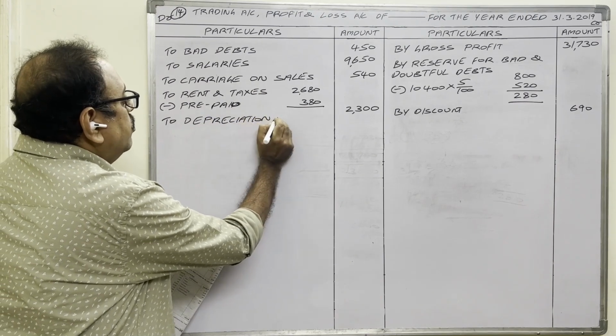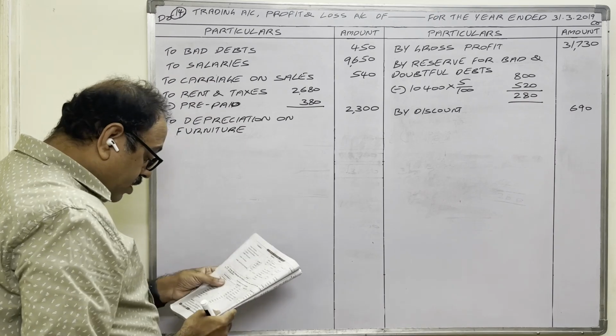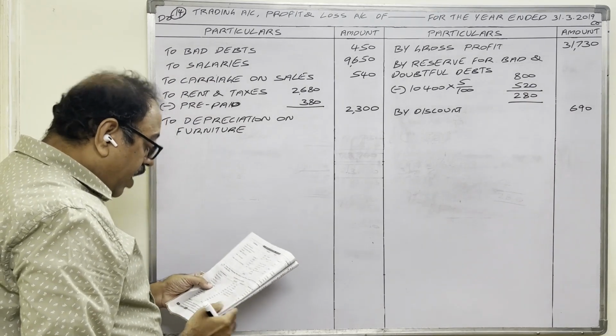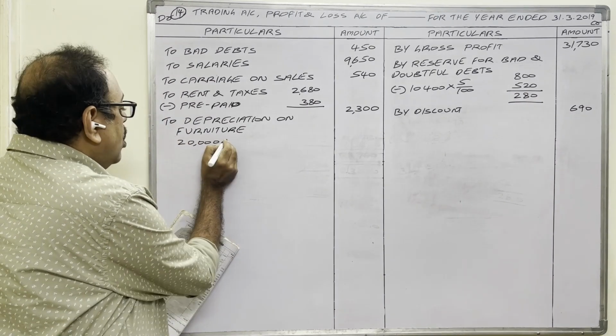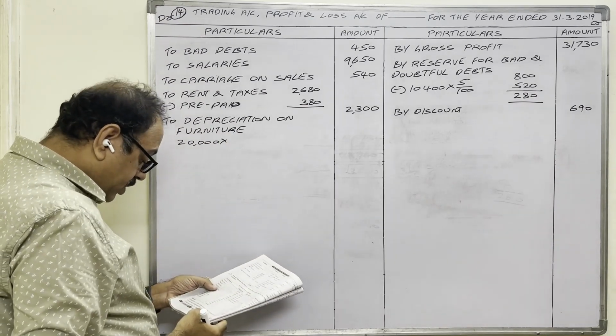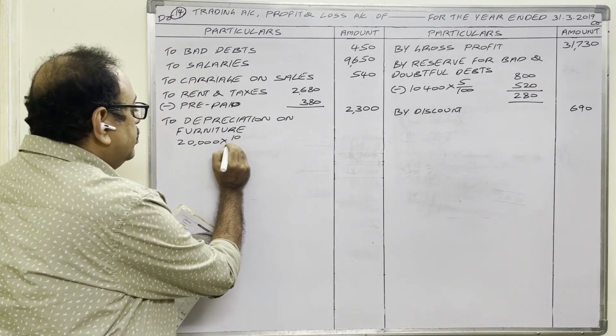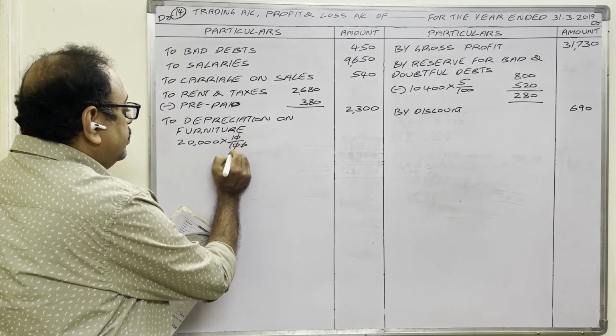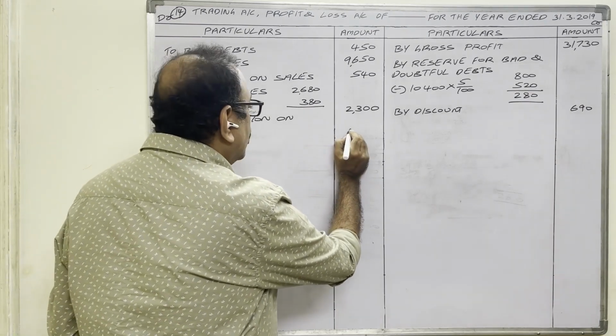That decreased amount is known as depreciation. Depreciation on furniture. We have to show the calculation here. Furniture value 20,000 rupees. On that, rate of depreciation 10%, 2,000 rupees in the outer column.